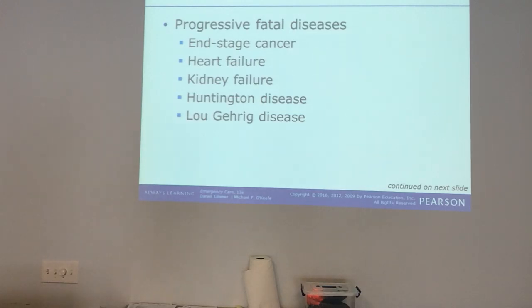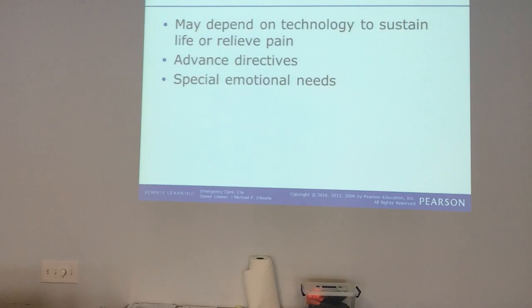Terminal illness could be progressive fatal diseases: end-stage cancer, heart failure, kidney failure, Huntington's disease or Lou Gehrig's disease. These are all terminal illnesses. They may depend on technology to sustain life or relieve pain. They may already have advanced directives. They may not want to be resuscitated. And we may have to think about their emotional needs a little bit differently.